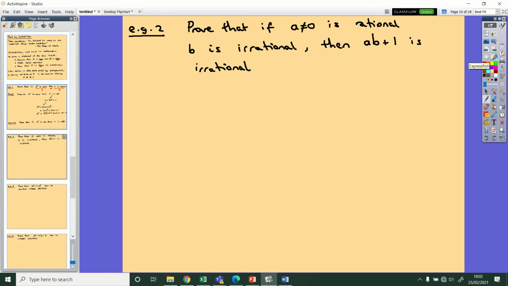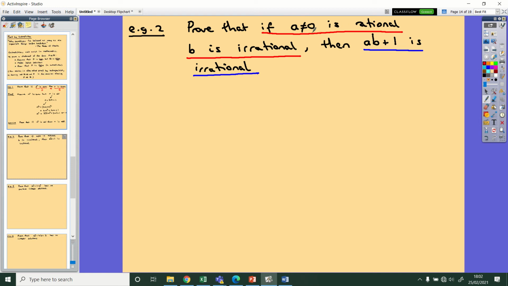Example 2. Prove that if a, which is non-zero, is rational, and that b is irrational, then ab plus 1 is irrational. We've got a couple of parts to the hypothesis for this question. So all of this is what we're referring to as P, and then this part here is our conclusion. So the setup is going to be similar to how we had it before.